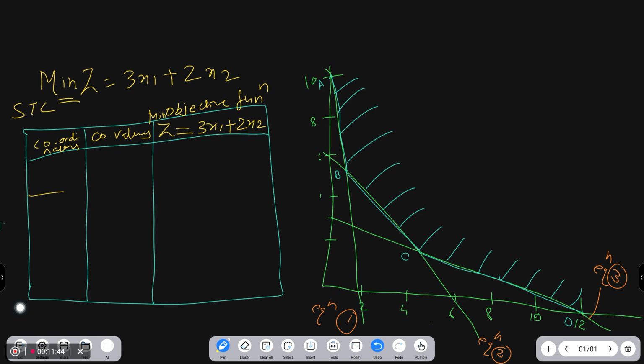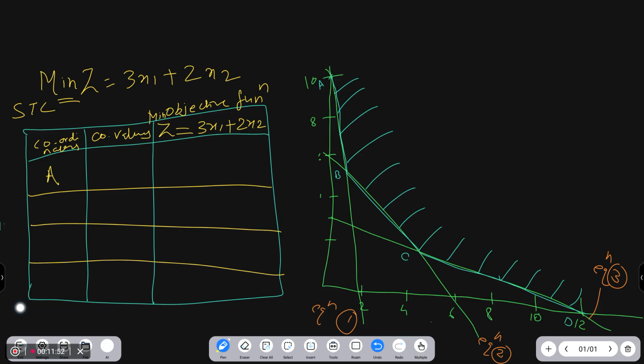How many coordinates are obtained here? 4. Which are those? That is A, then B, then C and D. These are the coordinates. Which values are known to you? A. What is the value of A? 0, 10. Right? What is the value of B? 12, 0. B and C are unknown.